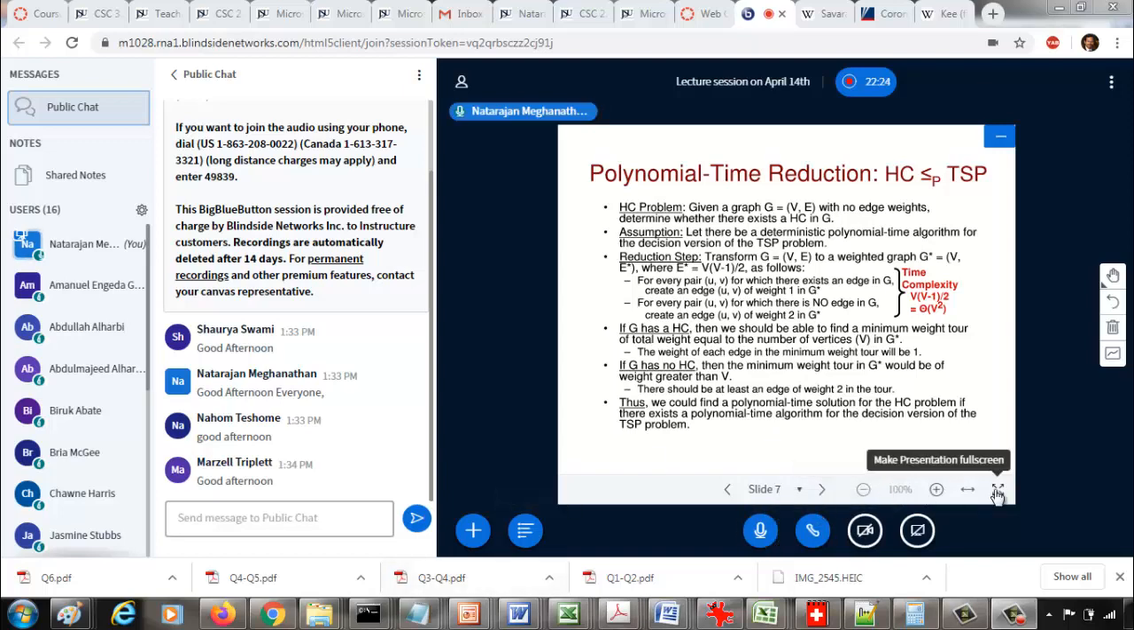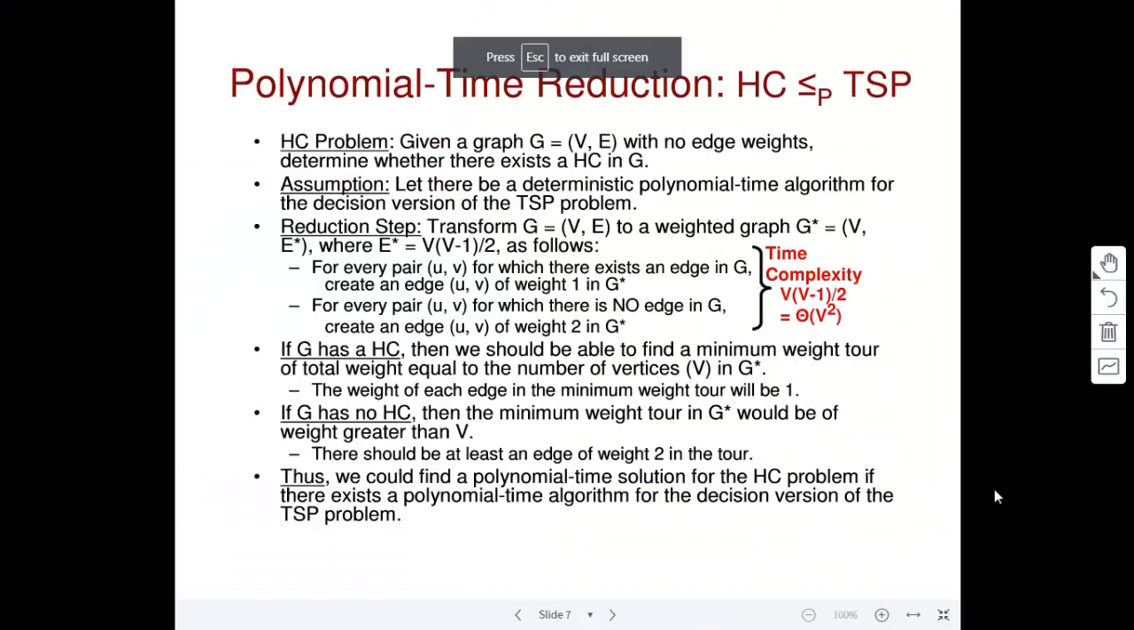can be reduced from one problem to another problem. In the sense, given say an arbitrary graph with no edge weights, I want to determine whether there exists a tour, which is called a Hamiltonian circuit, in the graph or not. So I want really a solution for a Hamiltonian circuit problem, but I don't have an algorithm for solving the Hamiltonian circuit problem. On the other hand, let's say I have an algorithm to solve the traveling salesman problem.